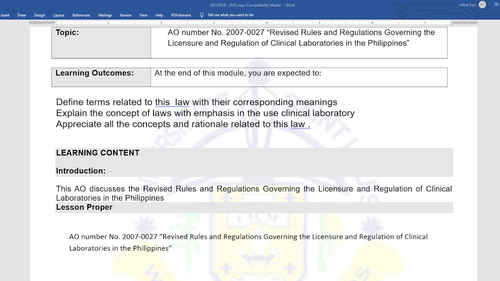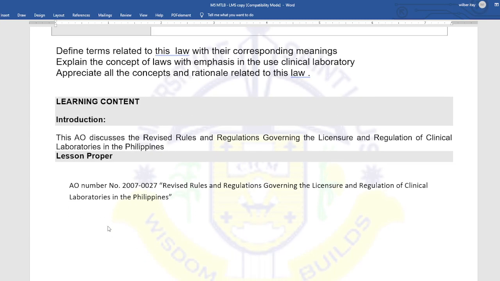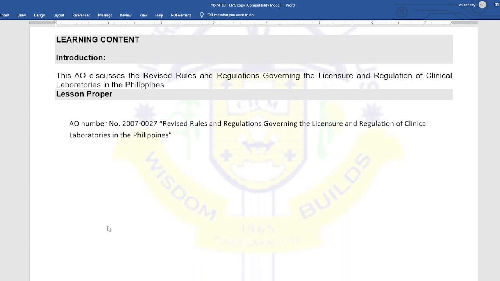So, for this discussion, it will be about Administrative Order number 2007-0027. It is about the revised rules and regulations governing the licensure and regulation of clinical laboratories in the Philippines. At the end of the discussion, students must be able to define terms related to this law, explain the concepts of laws with emphasis in the use of clinical laboratory, and appreciate all the concepts and rationale related to this law. This law, guys, is about clinical laboratories.